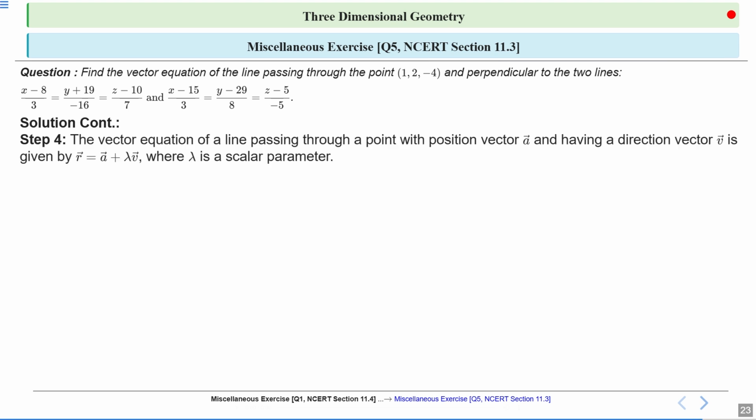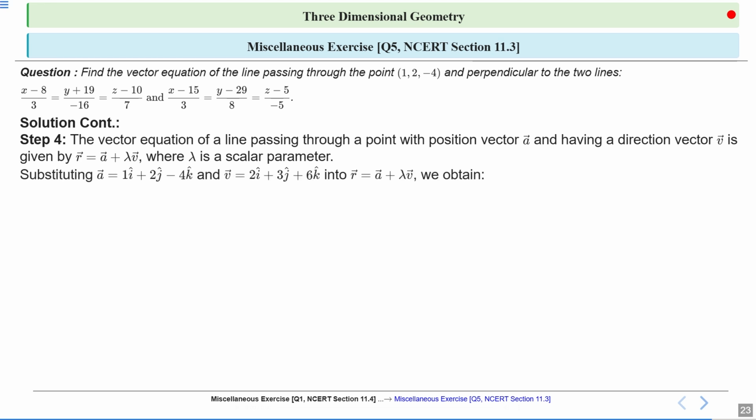Therefore, step 4, the vector equation of a line passing through a point with position vector a vector and having a direction vector v vector is given by r vector = a vector + lambda v vector, where lambda is a scalar parameter.